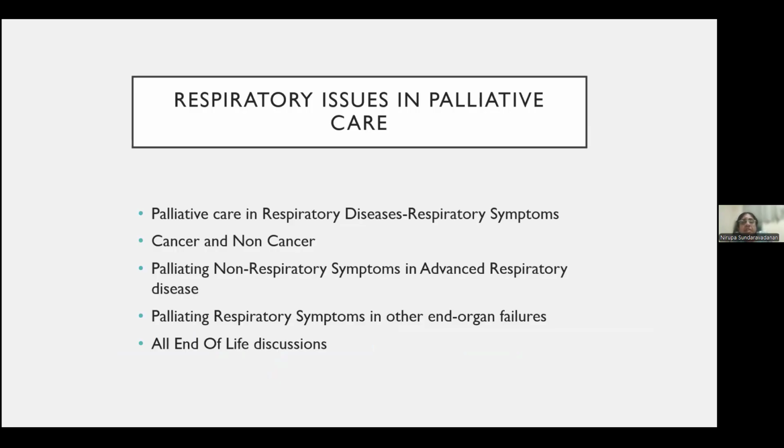So what are the respiratory issues in palliative care? First of all, we need to bring palliative care to address respiratory disease symptoms. Like I said, respiratory patients may also have other non-respiratory symptoms going on in palliative care, and we have to look at those issues also. And in other patients dying from other diseases, respiratory symptoms are very common, because breathlessness is very common to people dying from any cause.